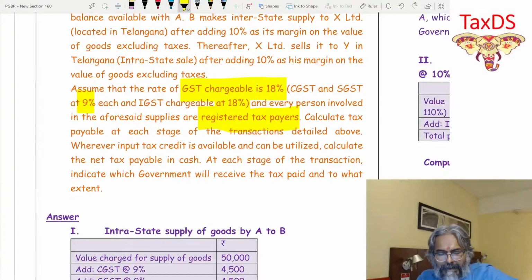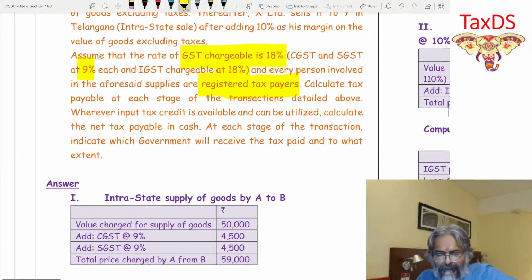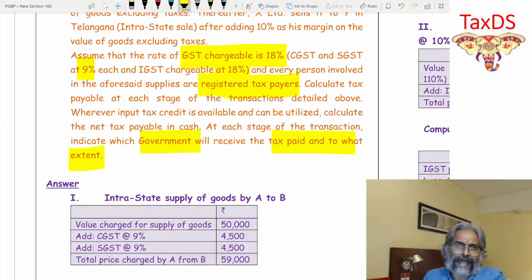Calculate the tax payable at each stage of the transaction detailed above. Wherever the input tax credit is available and can be utilized, calculate the net tax payable in cash. At each stage of transaction, indicate which government will receive the tax paid and to what extent.